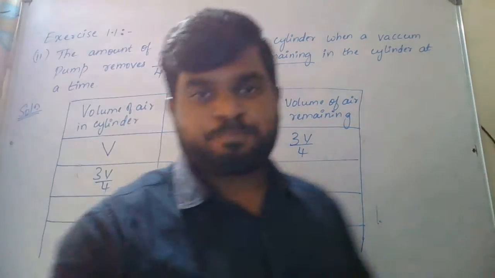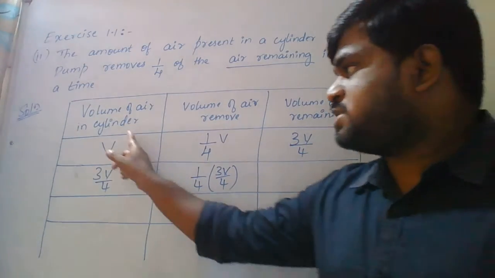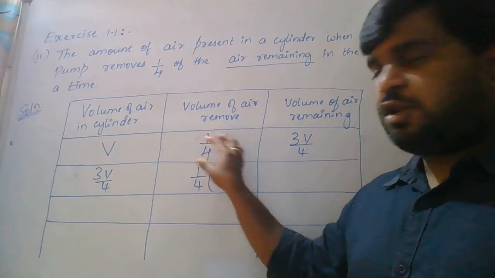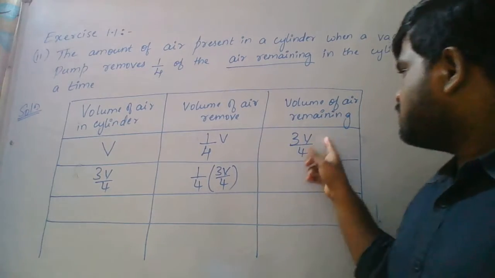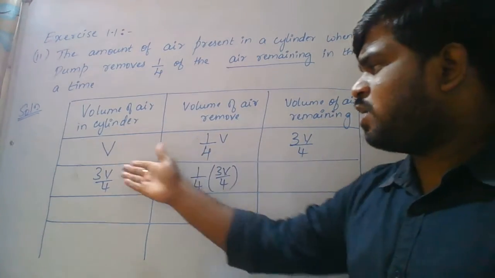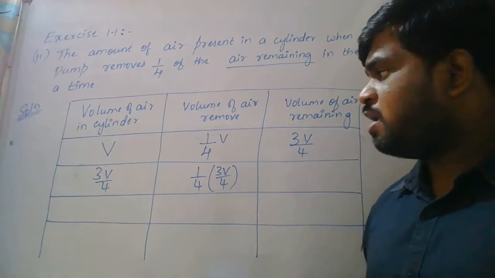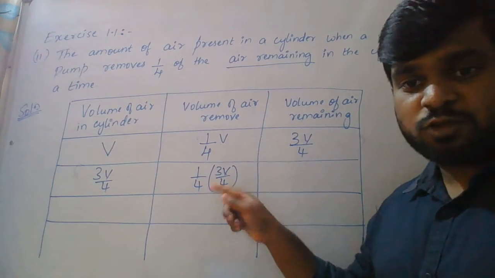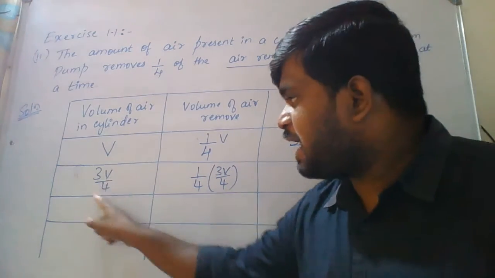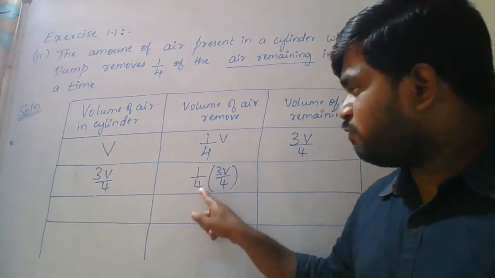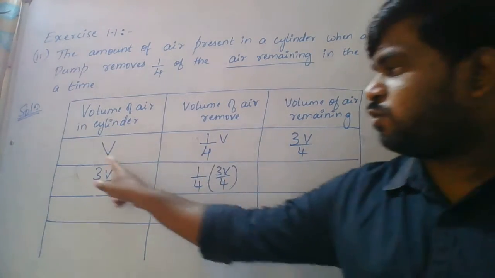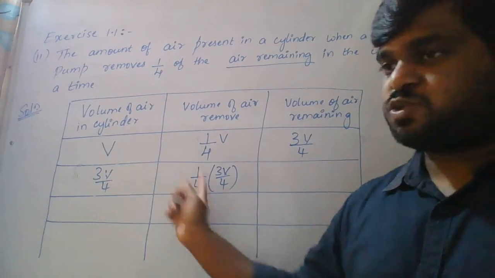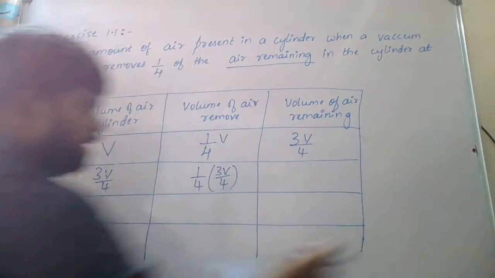I hope it's clear. Let me say it again. Initially we had so much. We removed 1/4 of it. So subtracted, you had so much. This is the air that is in the cylinder. So I'm just rewriting here. That's it. Now what are we doing? We are removing 1/4 of the air that is present. What is the air that is present? So much. So 1/4 of this. Earlier it was V. So 1/4 of V. Now it is 1/4 of this. Subtract these two things to find the remaining.